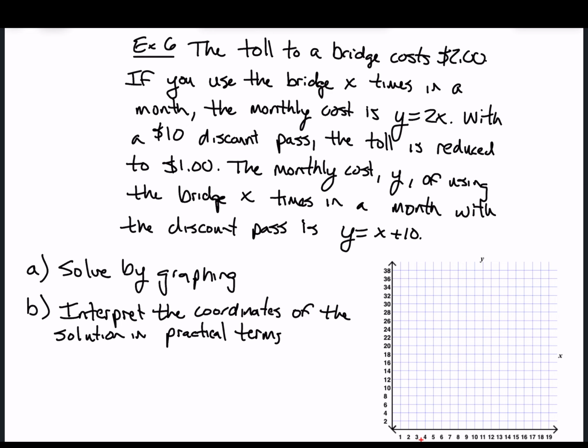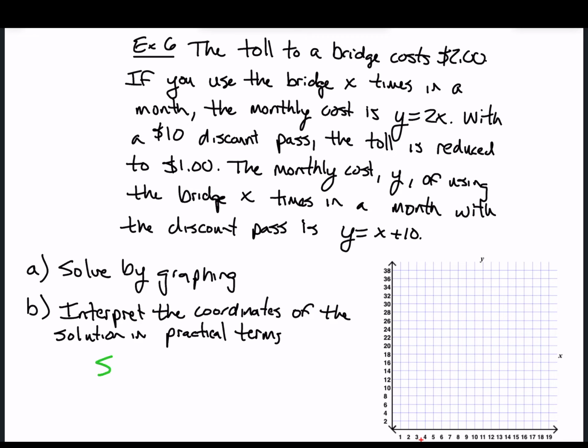Okay, example number 6. The toll to a bridge costs $2. If you use the bridge X times in a month, the monthly cost is the equation Y equals 2X. With a $10 discount pass, the toll is reduced to $1 per crossing. The monthly cost Y of using the bridge X times in a month with the discount pass is modeled by the equation Y equals X plus 10. So we want to do two things. We want to solve by graphing, and we want to interpret the coordinates of the solution in practical terms.